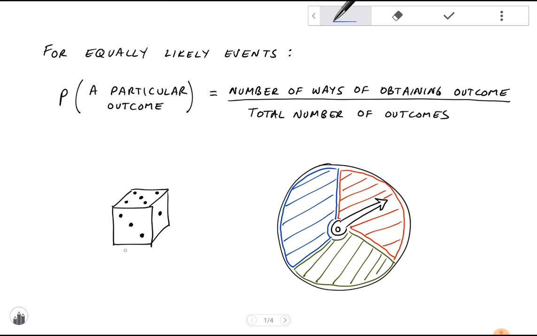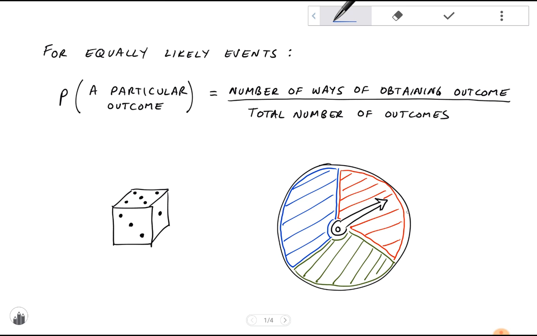So for instance, in this die here, you can roll the die and you have the numbers 1 through 6. So there's 6 different outcomes. Those are the total number of outcomes. Here on the spinner, you can spin it and you can get red or blue or green. So that's 3 different outcomes.